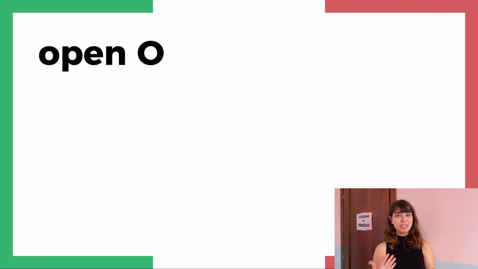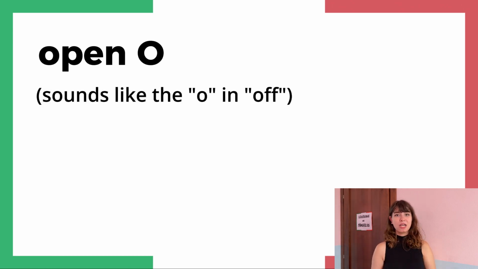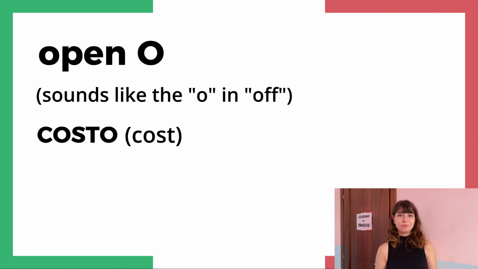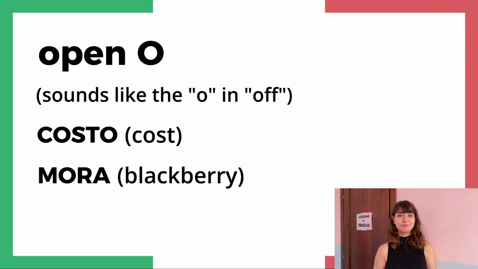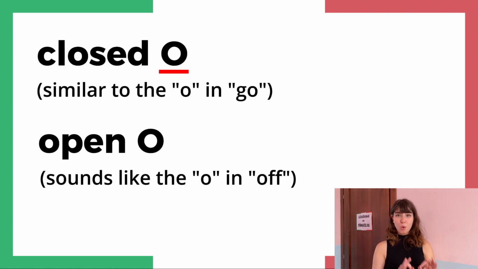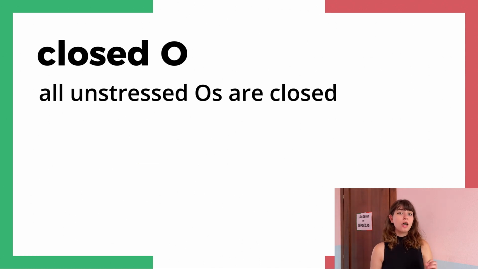To pronounce the open O, think of the sound you make when saying off. O. You can hear it in the words costo, mora, cosa, o. Just like the letter E, when the O is not stressed, it has to be pronounced as closed.